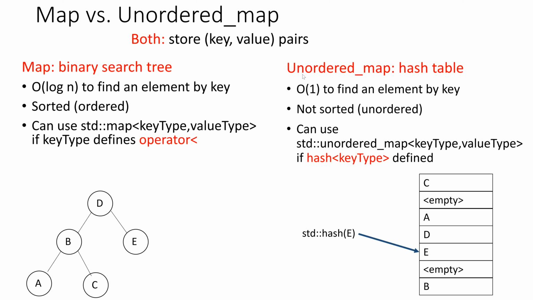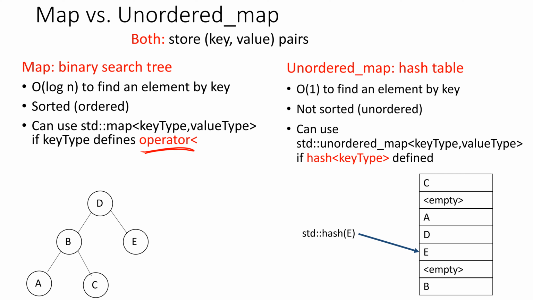Okay, so let me quickly just contrast map and unordered map. So as I said, map is a binary search tree. It's log n to find things, and it's sorted. You can use it when the less than operator exists for the key. Okay, so to use a binary search tree in STL, you must have the less than operator defined for whatever type is the key. Okay, so less than is defined for integers, it's defined for strings, it works for all those things.